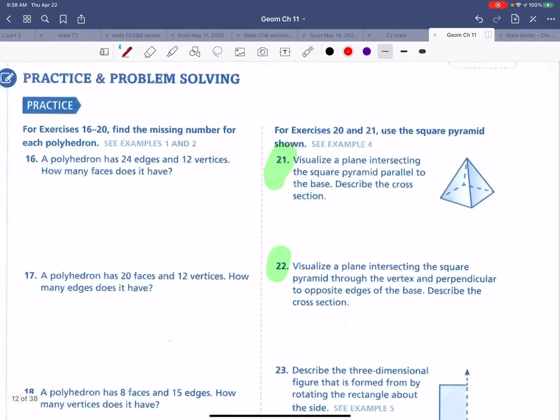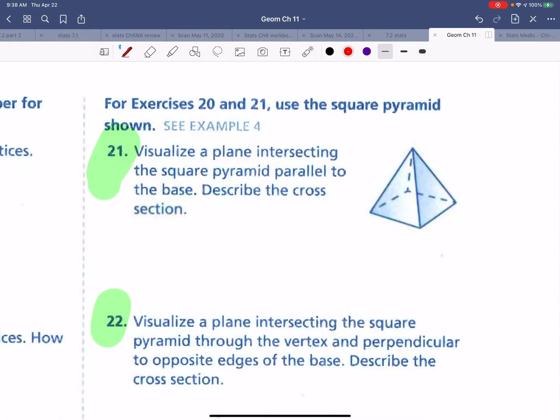Neato. All right, 21. Visualize the plane intersecting a square pyramid parallel to the base. So anything parallel to the base, we can connect these, is going to get the base again. So parallel to the base gives you the base.